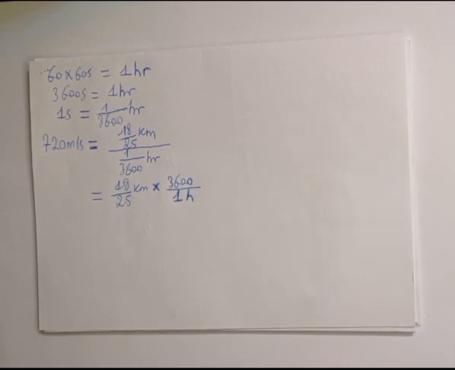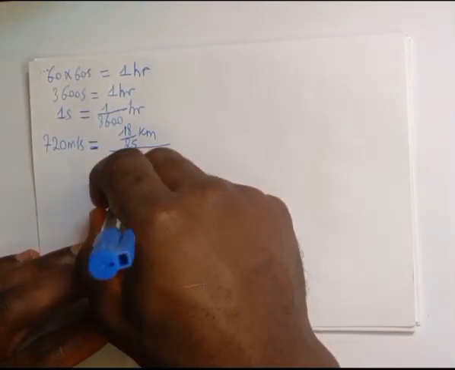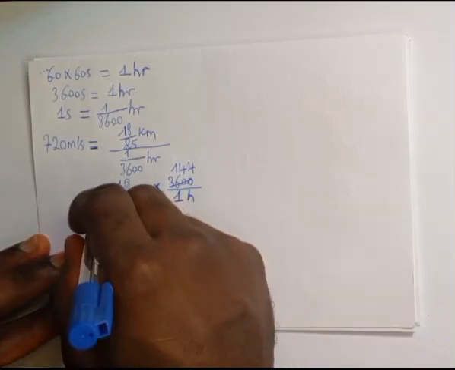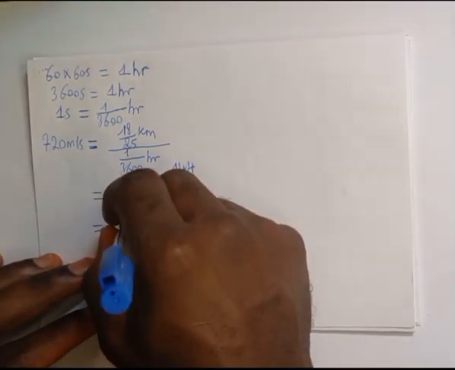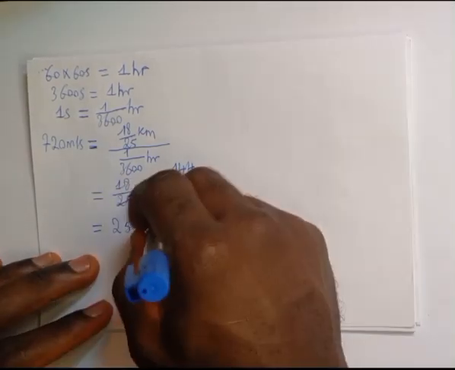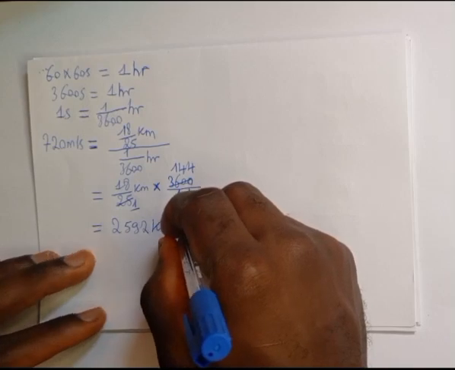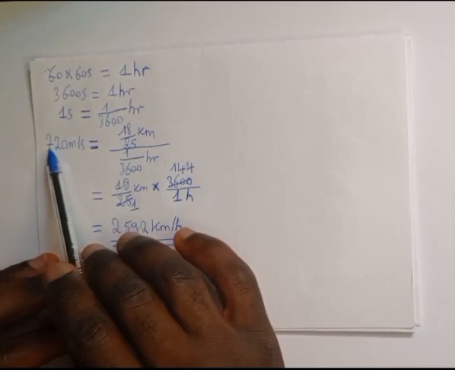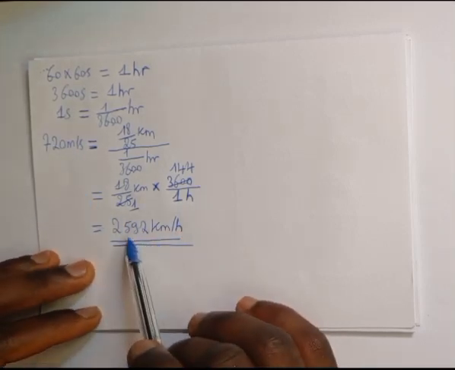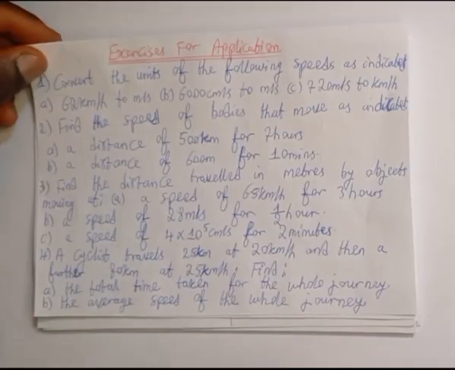If we divide 3,600 by 25, it gives us 144. 25 divided by 25 gives us 1. This will be equal to 18 times 144, which is equal to 2,592 kilometers. The hours is at the denominator, per hour. Therefore, the speed 720 meters per second is equal to 2,592 kilometers per hour.